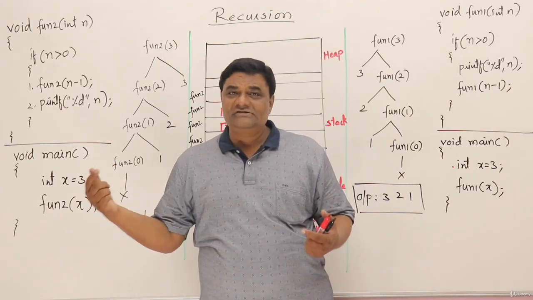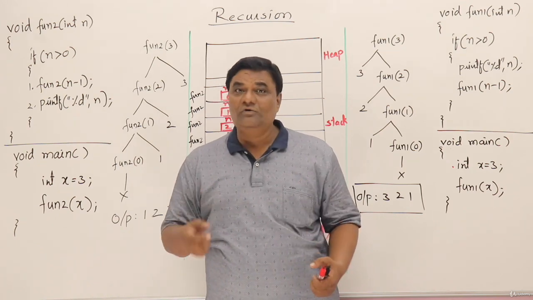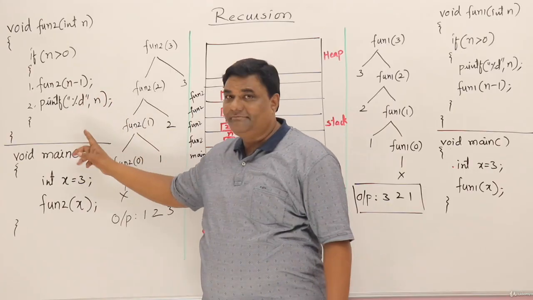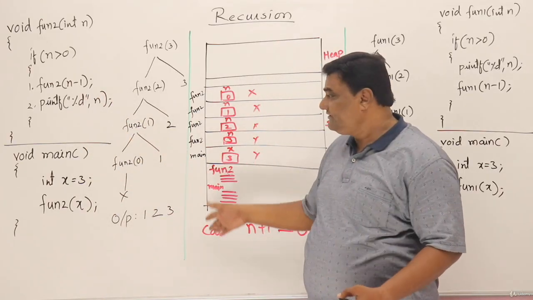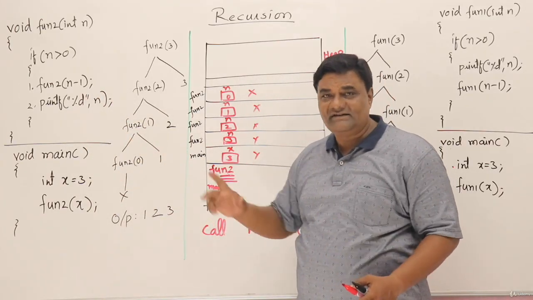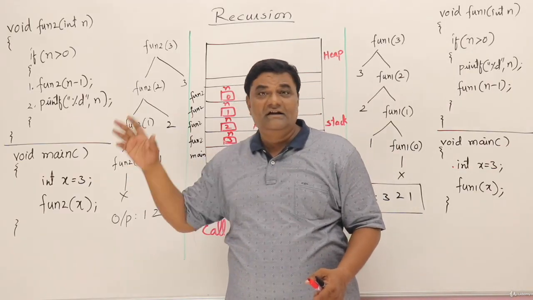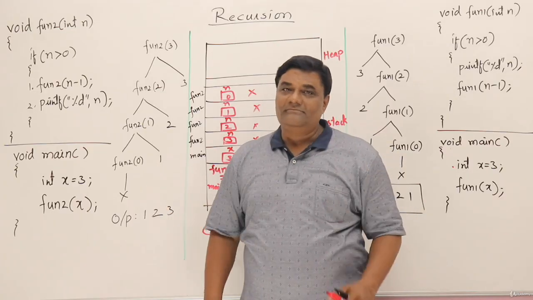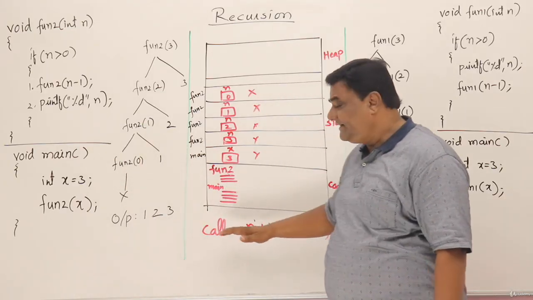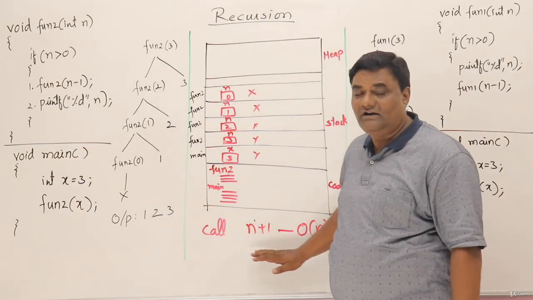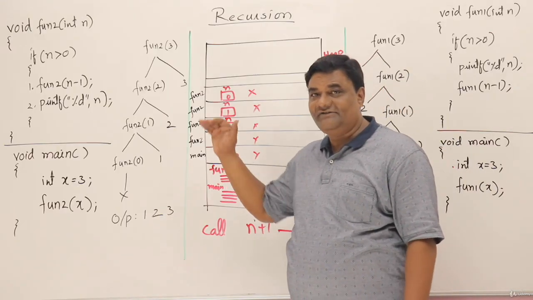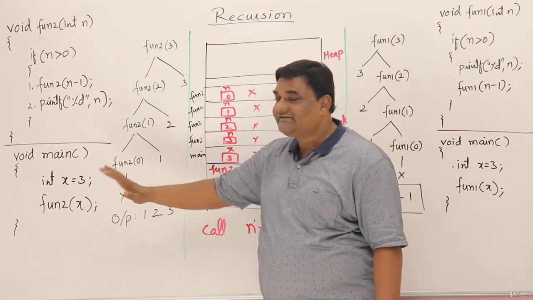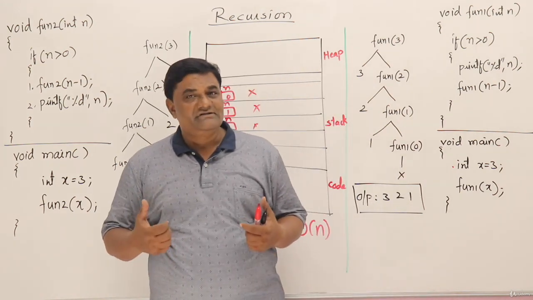Both of these functions are almost the same, the only difference is that this one is first printing and then calling, and this one is first calling then printing. So the activation records created for these functions will be the same. That's the reason I have taken two similar examples to show you how the stack is utilized. It will be the same in both programs. The space consumed by this function is also order of n, that is, total n plus 1 activation records are created for function fun2, leaving aside main. This is how recursion uses a stack.